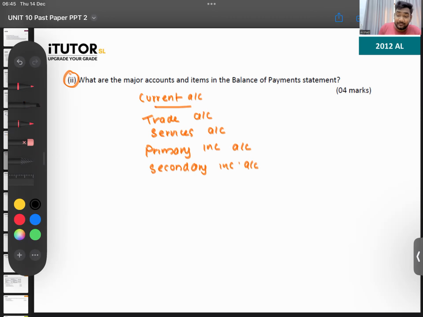After that, what do we have? We have our capital account. What do we have in the capital account? You don't have to mainly write what is in the capital account, but if you really want, you can give a small line and say what this includes: all transactions relating to non-produced, non-financial assets and capital transfers.